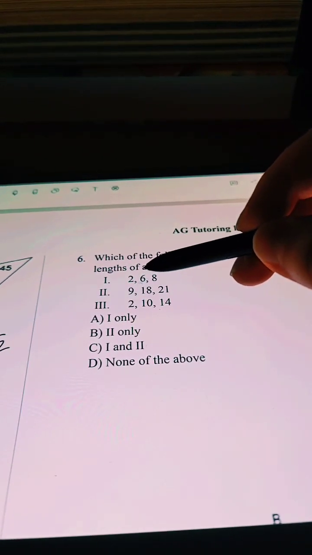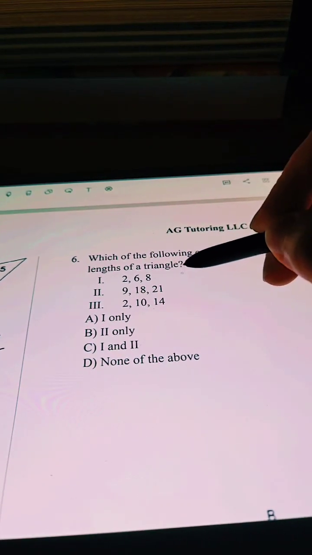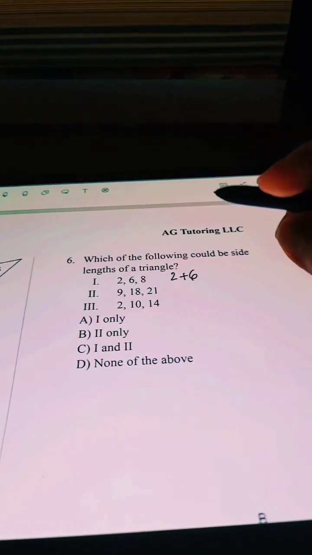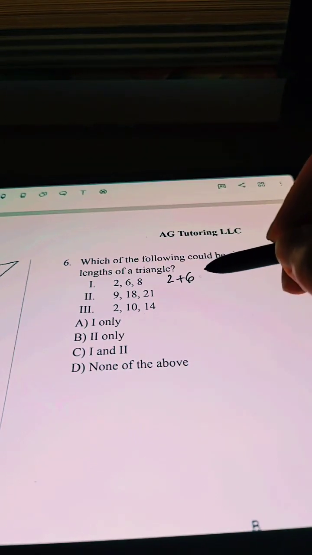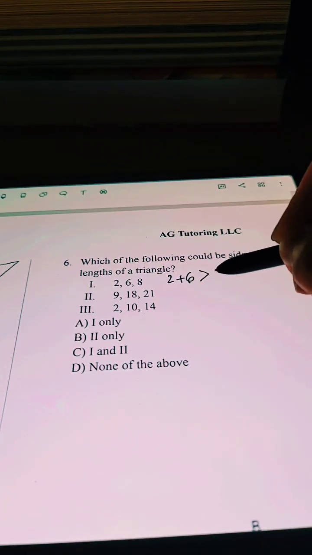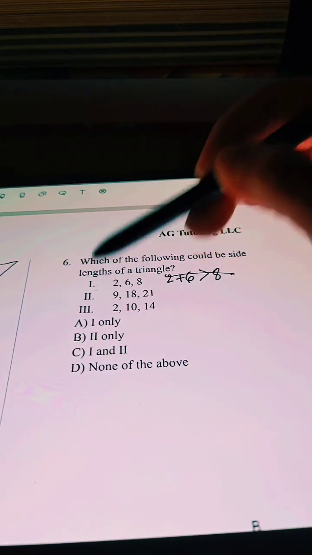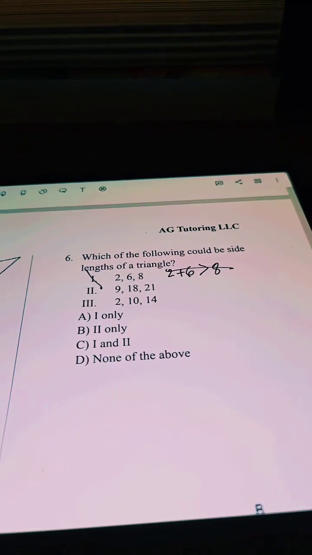For instance, with Roman numeral 1, if I add up 2 plus 6, I'm adding up two sides, and that has to be greater than the remaining side, 8, which it's not. So that means these are impossible side lengths for a triangle.